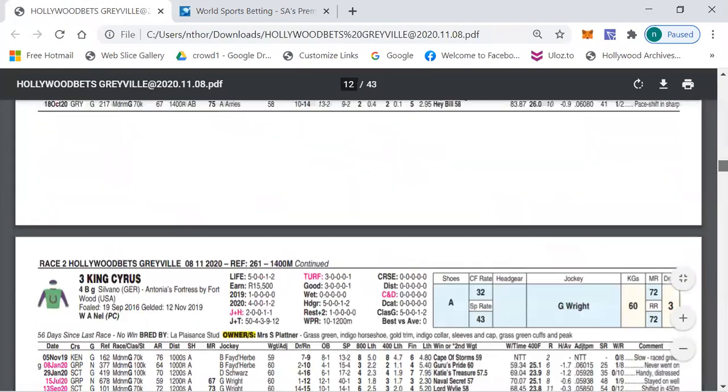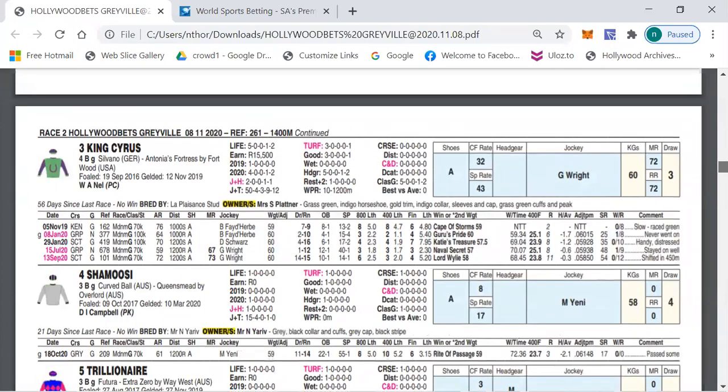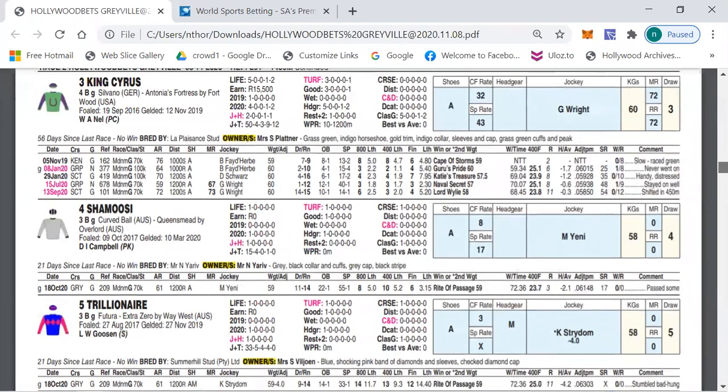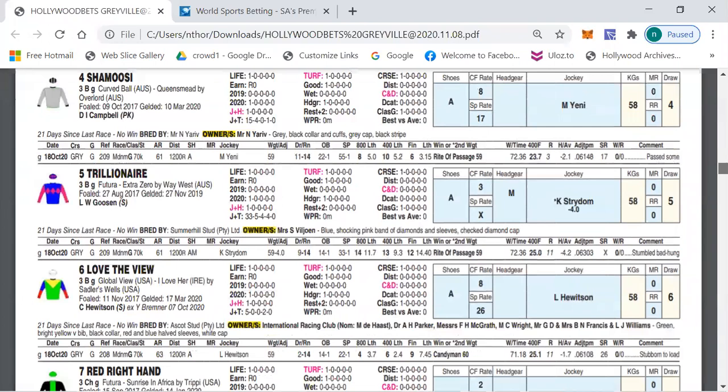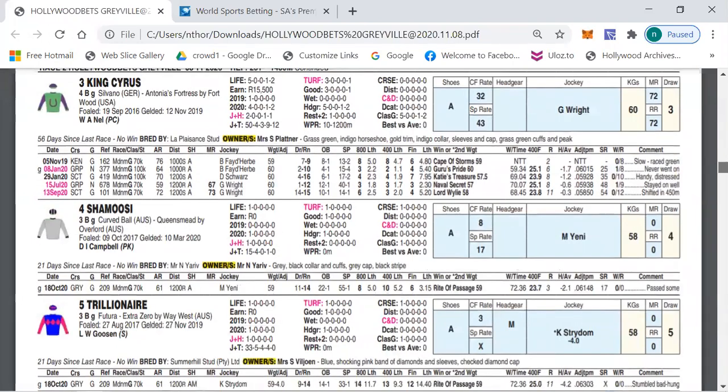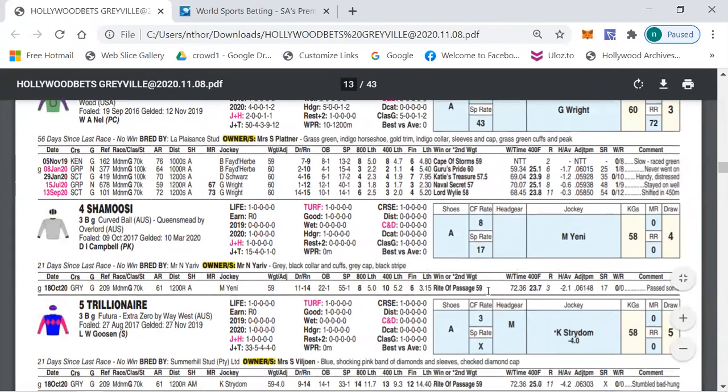Now, here my selection is number 4, Shamuzi, a Curveball by Overlord. Mayor. Definitely some stamina, really not breeding that you do see often anymore. Doug Campbell's stable is in form. And this horse also ran on very well for me, 23.7, behind at Greyville last time out from the poly. Now drawn 4, and I do think Shamuzi will be there when the photos are taken.